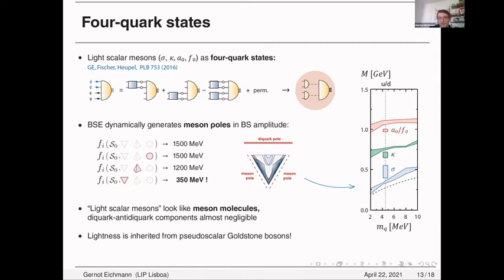And by the way, this also explains why the light scalar mesons are so light, because the problem with the diquark anti-diquark interpretation is that the typical diquark mass scale for a scalar diquark is 800 MeV. So if you put together 2 diquarks, then why would the resulting mass come down all the way to 400 MeV? But if the dominant 2-body clusters are not diquarks but mesons, then it's clear that the 4-quark states are dominated by the pseudoscalar Goldstone bosons, so they inherit their lightness from the light pions and kaons.